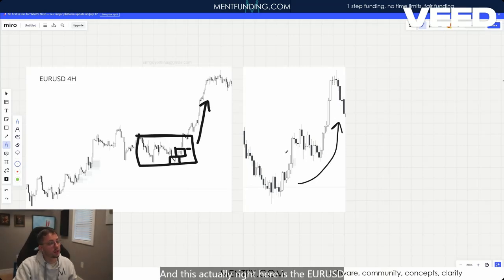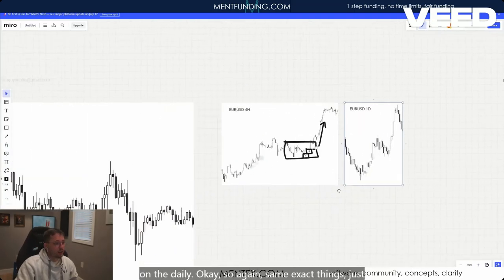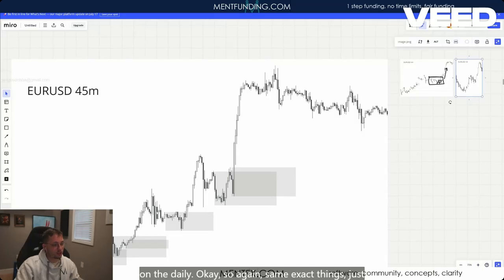And this actually right here is the Euro US dollar on the daily. Okay, so again, same exact things, just highlighting a few examples of MBs through a move. Now again, you can go and start trying to put this into practice, but again, I don't recommend it yet, because there are still a lot of things to cover.